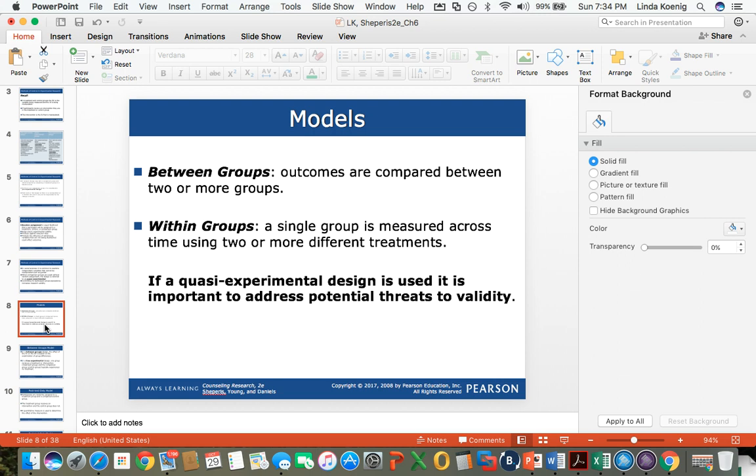All right, so we have between groups models where the outcomes are compared between two or more groups. And then we have within groups model where we have a single group and our outcomes are measured across time. So we can use two treatments, three treatments, four treatments with the same group.